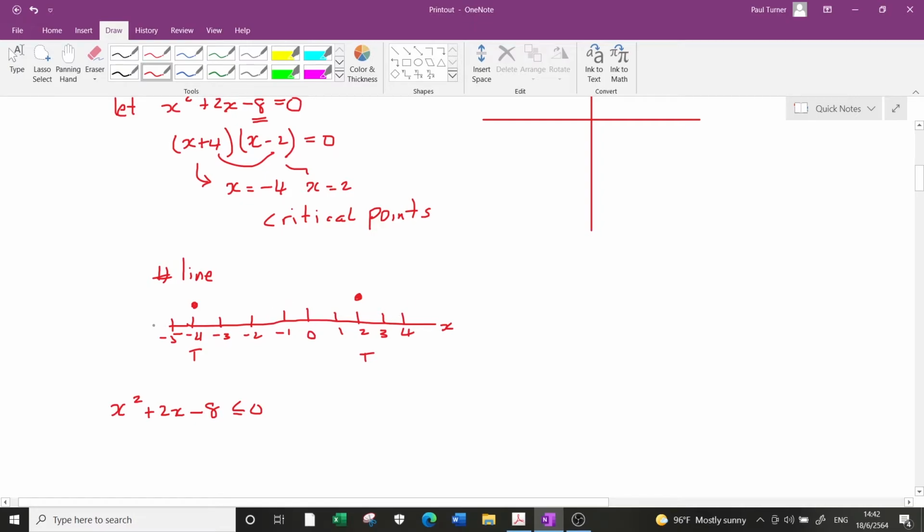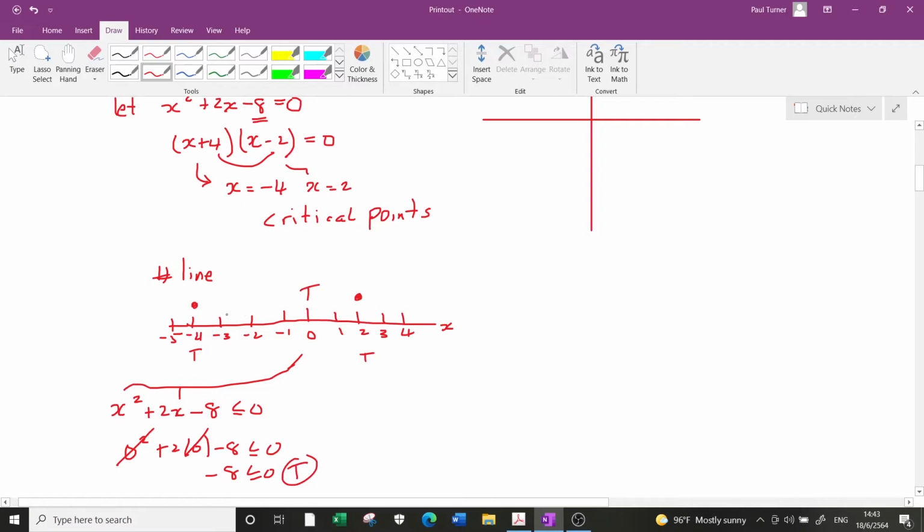But now I want to know what is happening in the middle and what is happening on the sides. Are they going to be true or false? So let's take 0. If you put 0 into your inequality, will this be true or false? So you'll get 0 squared plus 2 times 0 minus 8 less than or equal to 0. Will this be true or false? This will be 0 minus 8 less than or equal to 0. Is this true? Yes, true. This is true here.